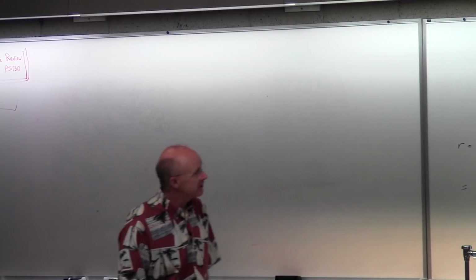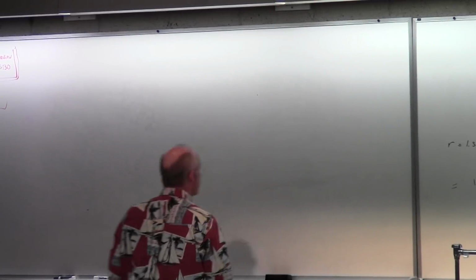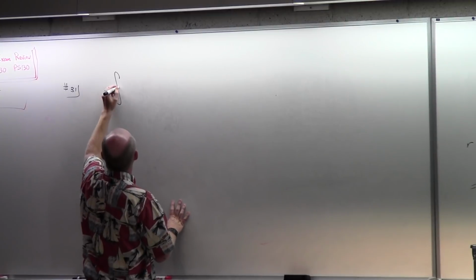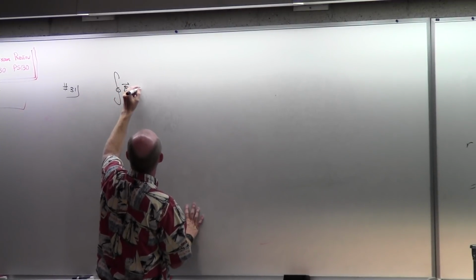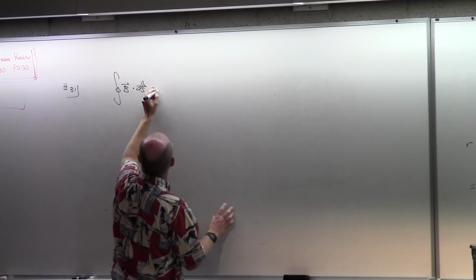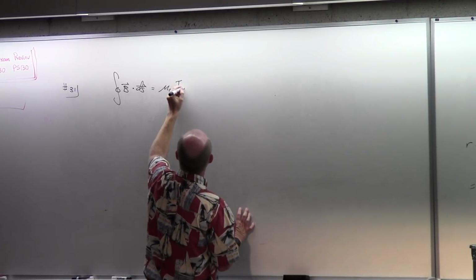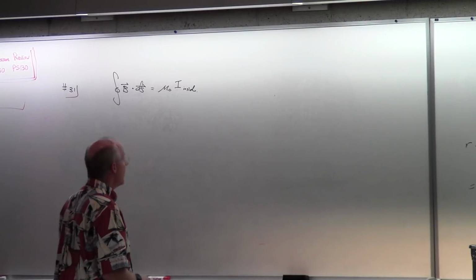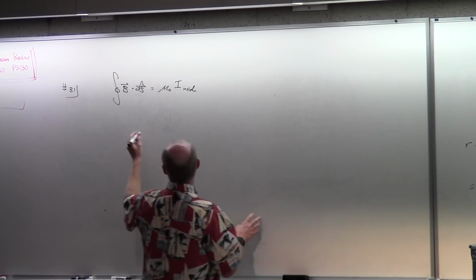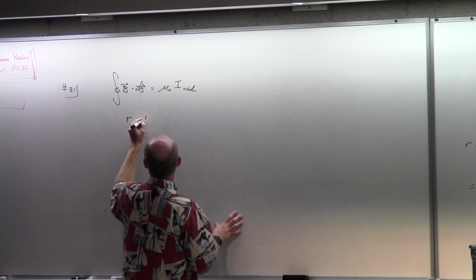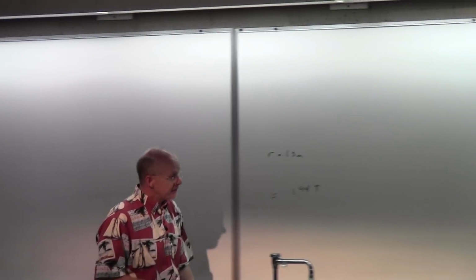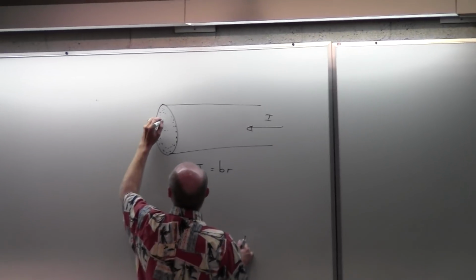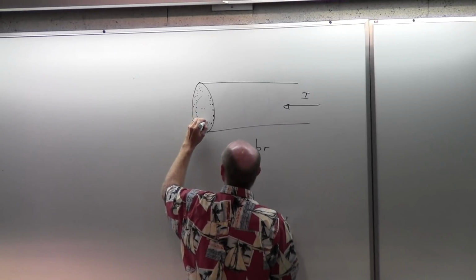What number did I say this was? Number 31. Okay, so number 31 is saying, all right, if I take the magnetic field and I integrate it around an Amperean loop, I will get the current inside. And so let me start off by saying, let's look at r less than capital R. And so my Amperean loop, and they don't really show one in there, is going to be something like this.